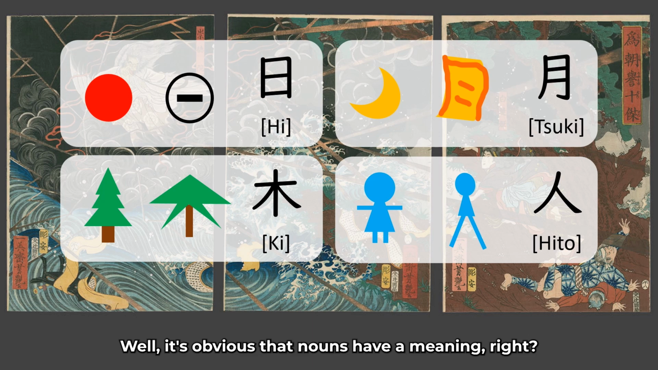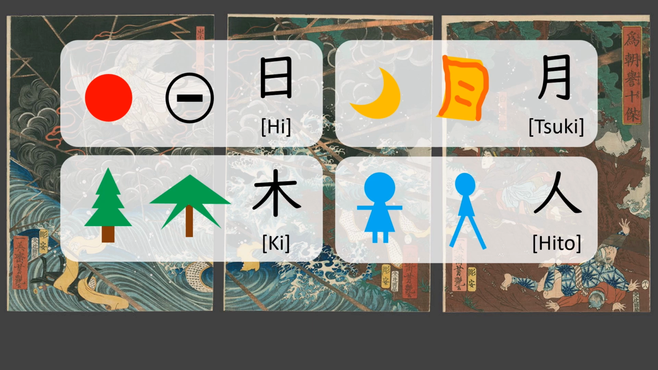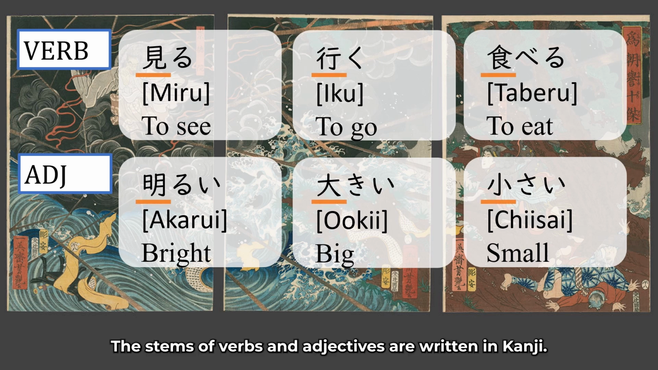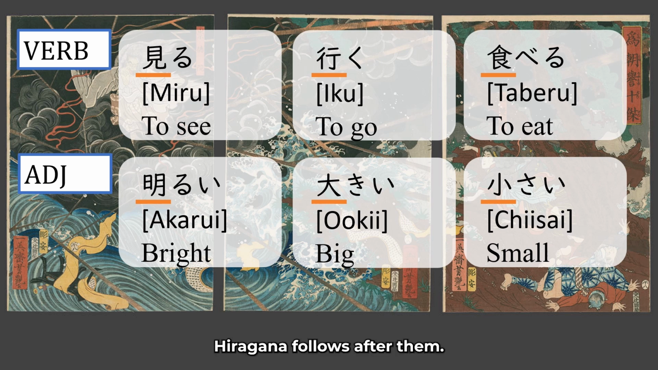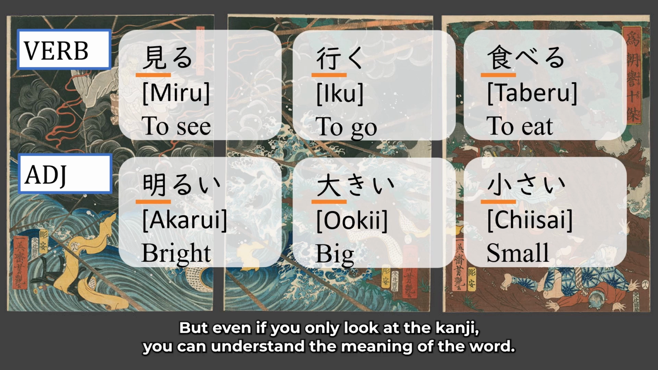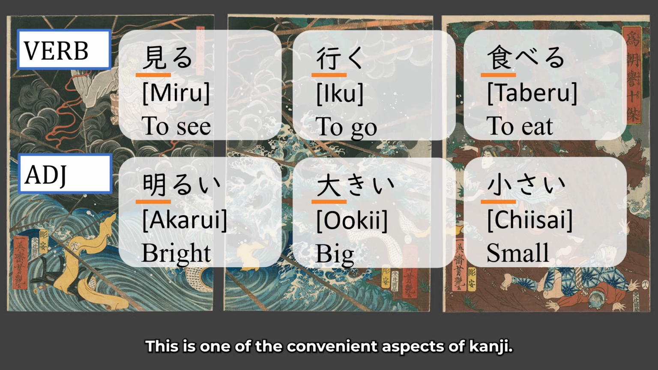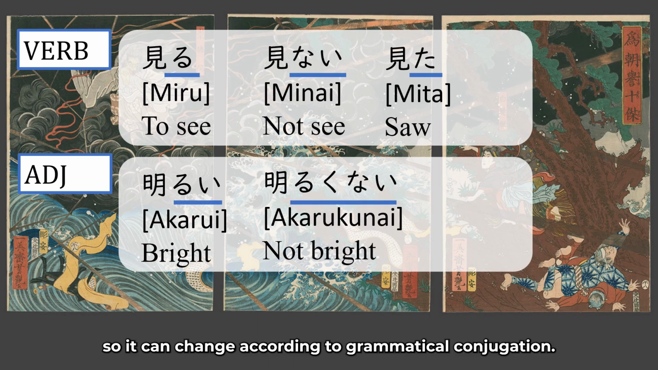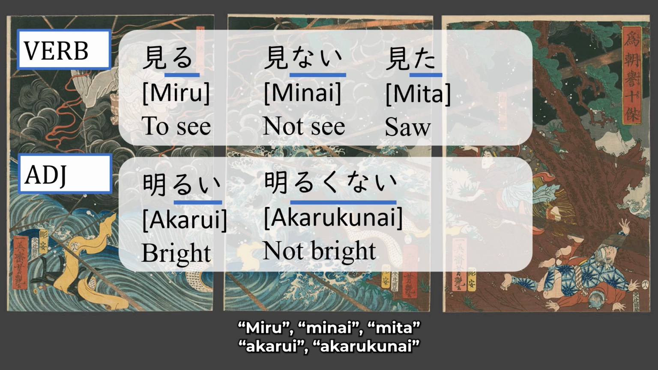Well, it's obvious that nouns have meaning, right? How about verbs and adjectives? Miru, iku, and taberu are verbs. Akarui, ookii, and chisai are adjectives. The stems of verbs and adjectives are written in kanji. Hiragana follows after them, but even if you only look at the kanji, you can understand the meaning of the word. This is one of the convenient aspects of kanji. The ending is written in hiragana, so it can change according to grammatical conjugation. Miru, minai, mita. Akarui, akaruku nai.